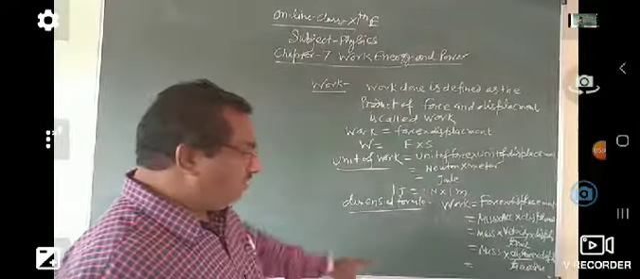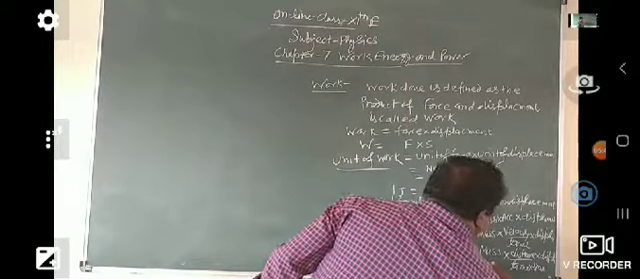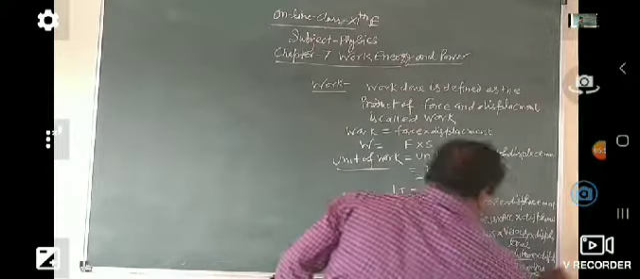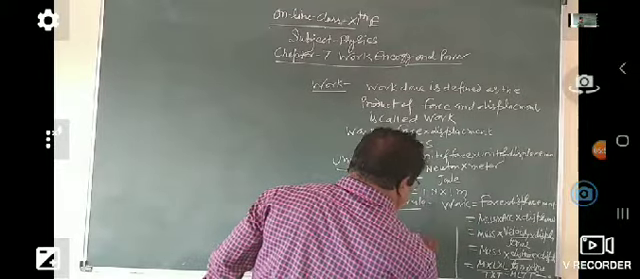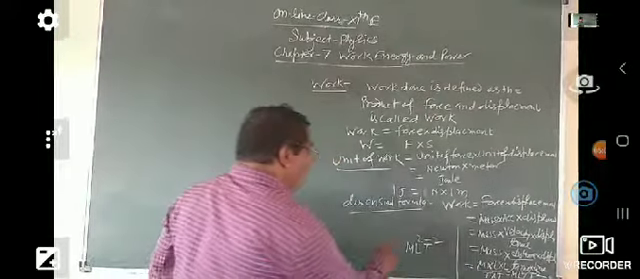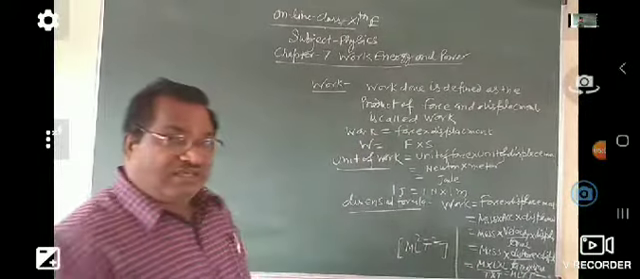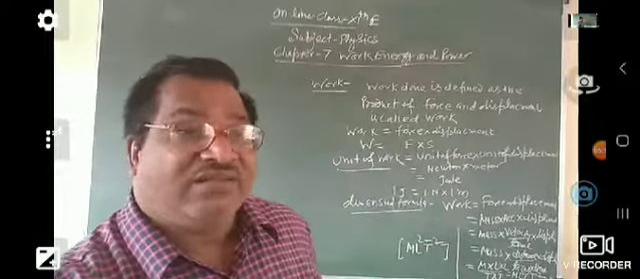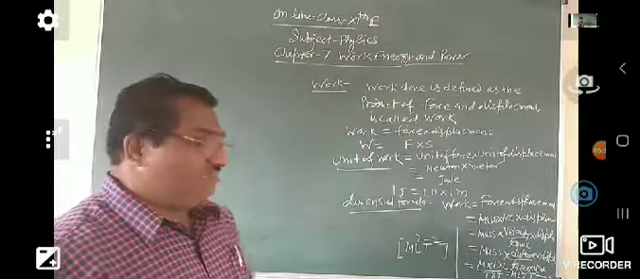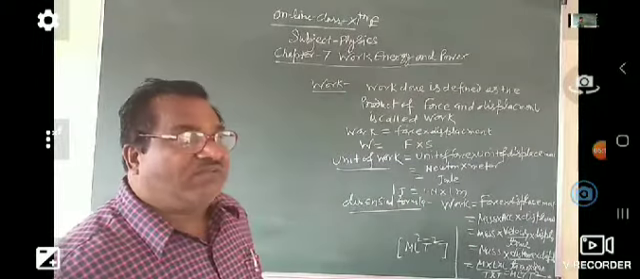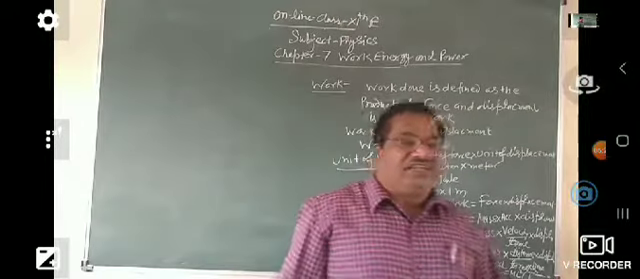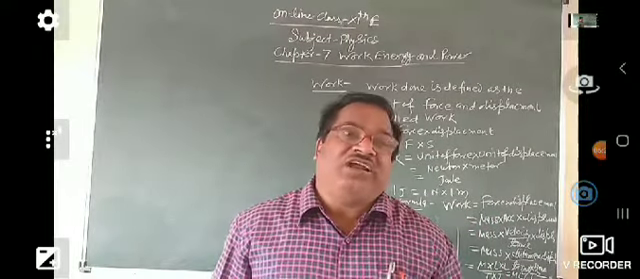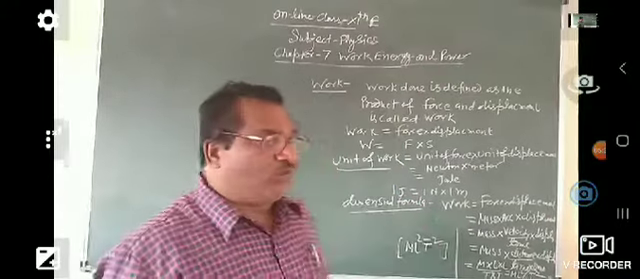So here we give their symbols. So m into l into l upon t into t, that is m l square upon t square. Next आपको मिलेगा m l square t to the power minus 2. It is the dimensional formula of work. Clear? Now in this case W equal to Fs is the formula applied only when the direction of applied force on the body and the produced displacement are in the same direction. So W equal to Fs.